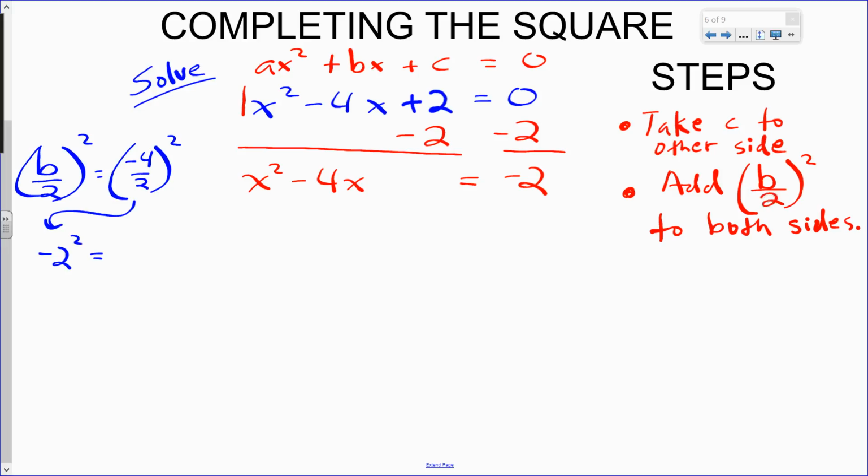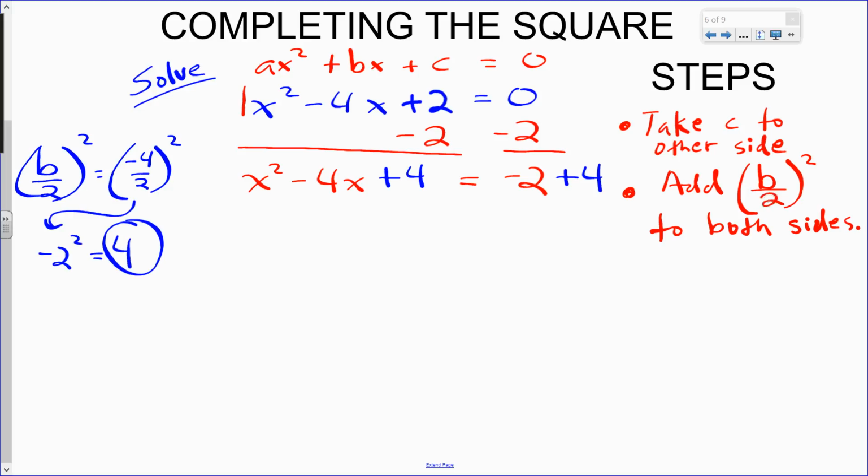Let's see, negative 2 times negative 2, positive 4. So there it is. I'm going to add that to both sides. That's b divided by 2 squared. That's what I'm going to do. I'll do it to the left. Remember, it's a balance. I also have to do it to the right.